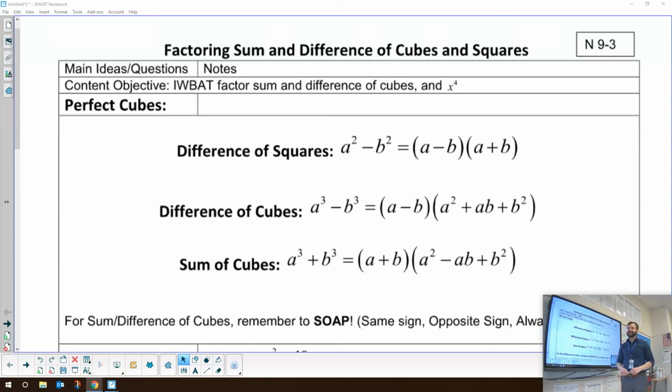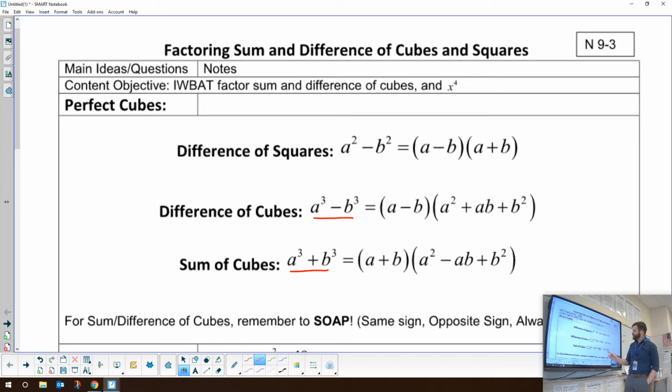Hey guys, today is our third lesson in Unit 9, and today we are talking about factoring sum and difference of cubes. We're also talking about perfect squares and stuff like that, but the thing that we're learning that's new is this idea that we can take perfect cubes like this. If you have something cubed minus something cubed, we can factor it. Or if I have something cubed and we're adding, we can factor it like this.